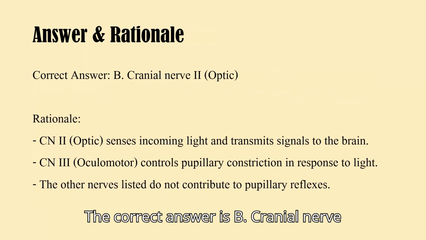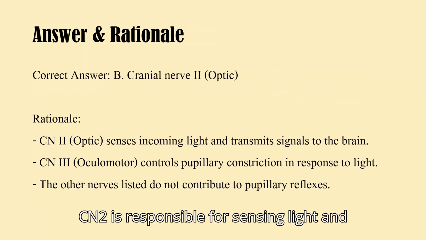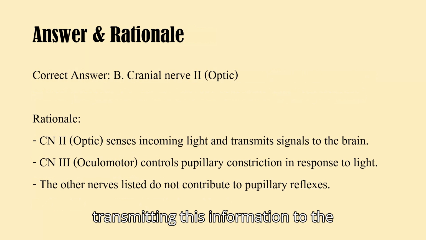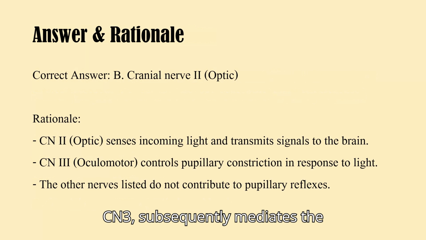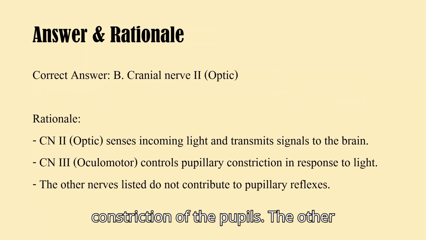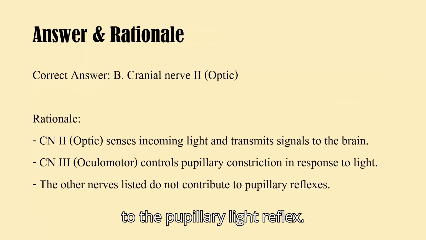The correct answer is B. Cranial nerve 2, optic. CN2 is responsible for sensing light and transmitting this information to the brain. The oculomotor nerve, CN3, subsequently mediates the constriction of the pupils. The other cranial nerves listed do not contribute to the pupillary light reflex.